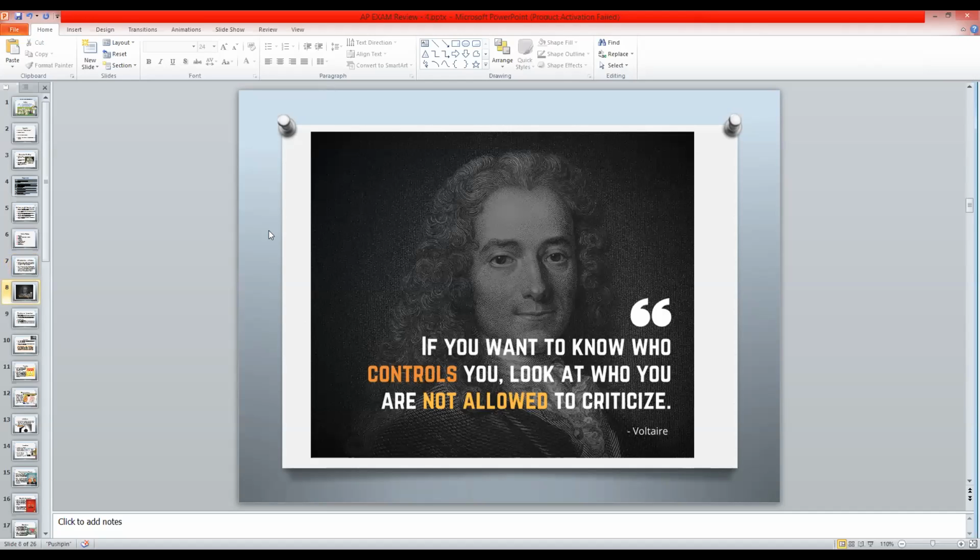So one quote I want to share with you real quick. This is very old school, but one of the founders perhaps of modern satire, Voltaire. He says, if you want to know who controls you, look at who you are not allowed to criticize. All satire understands that there are no bounds. Everything is allowed to be criticized. Because if something is saying, no, you can't criticize that, it is a controlling factor. And it might be limiting you in life then.